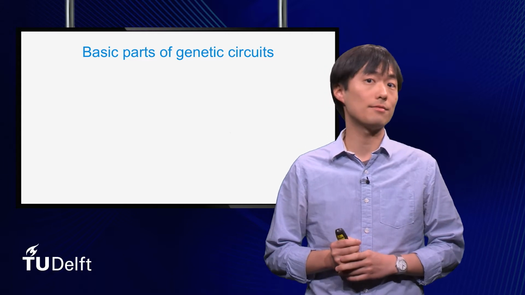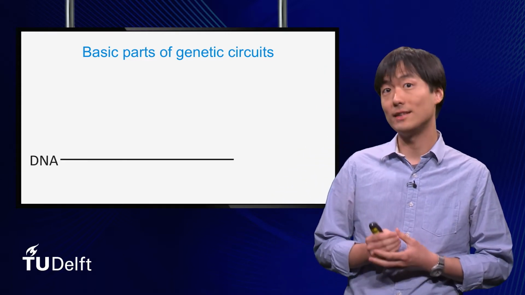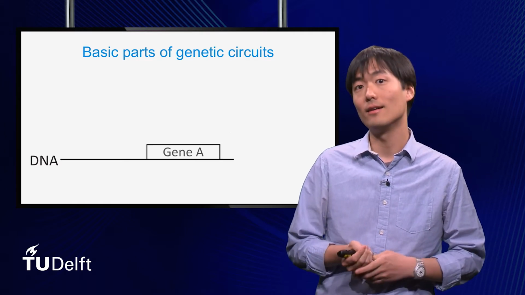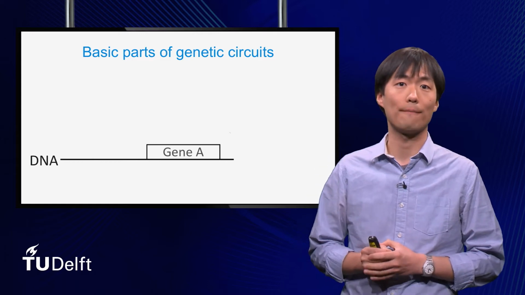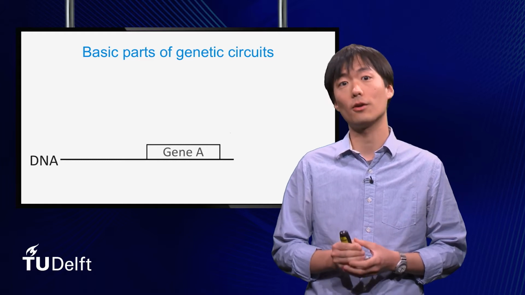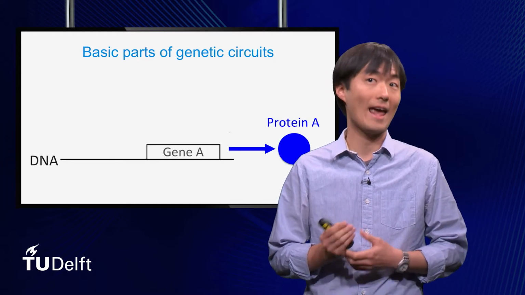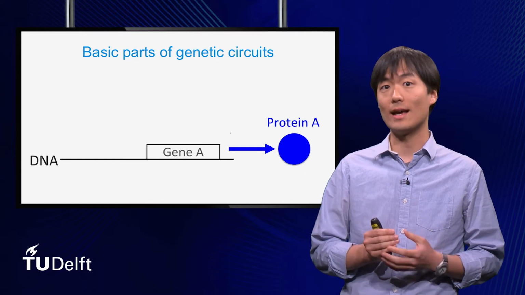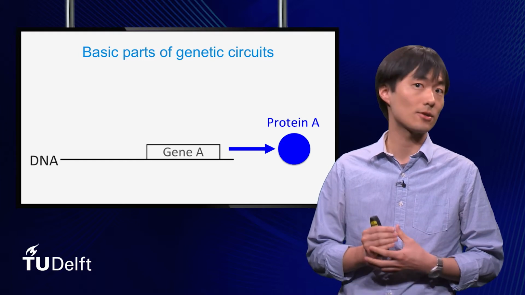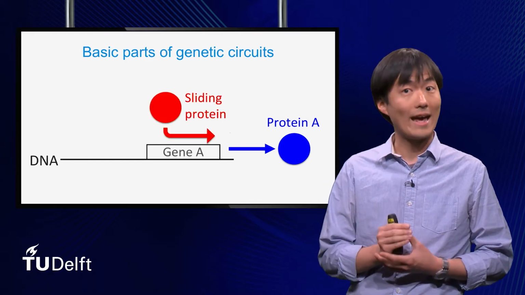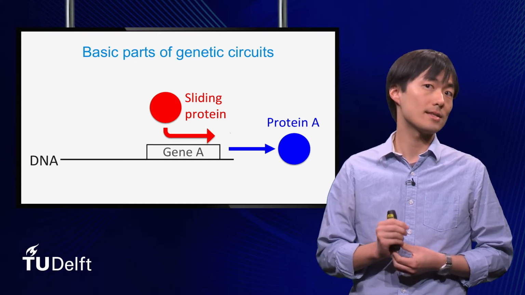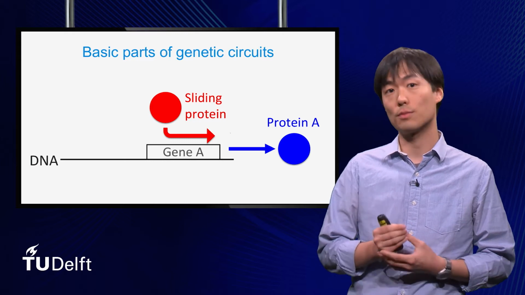All genetic circuits have three basic elements. They have a DNA. On this DNA, there's a gene. Let's call it gene A, drawn as a box sitting on this DNA. A gene is a DNA sequence that instructs the cell how to make a particular protein, in this case, a protein A. You can think of a gene as a written recipe for a specific protein. A molecular machine, let's call it a slider protein, which lands on this box and then reads this recipe as it slides over it. This slider reads the recipe and makes the protein.